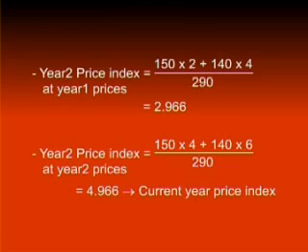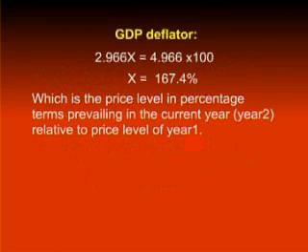Similarly, you can get the current year, or year 2, price index by multiplying 150 by 4 plus 140 by 6 and then dividing the whole by 290. And this will give you the per unit price level prevailing in year 2. That is the current year price index. And this comes out to 4.966.